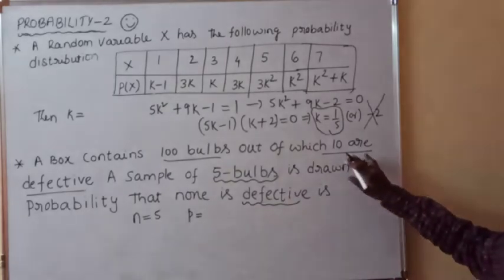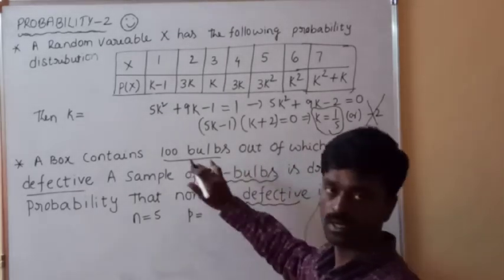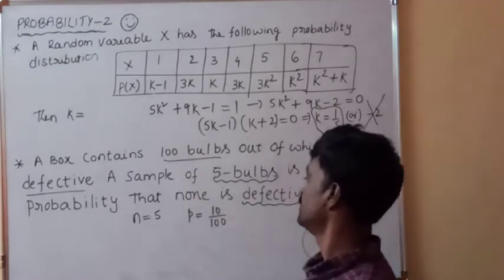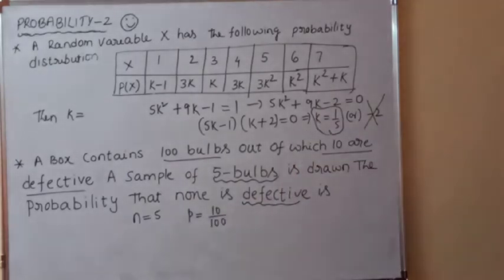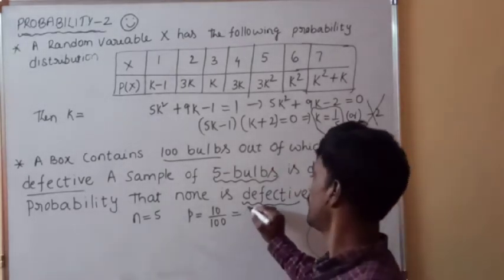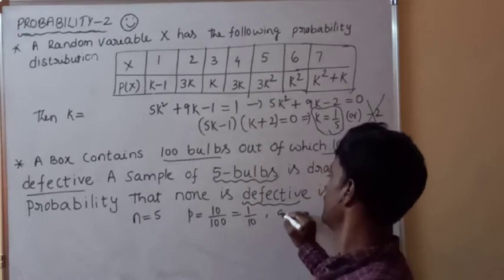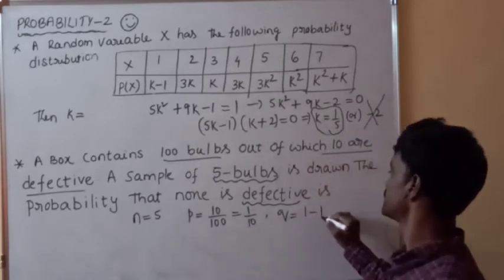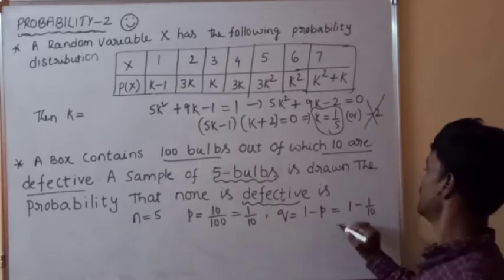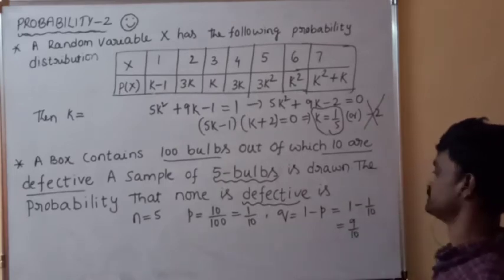So how many defective bulbs are there? 10 out of 100. Then what is its probability? 10 by 100. That is, the probability of drawing a defective bulb from this box is 10 by 100, which is equal to 1 by 10. So automatically q is equal to 1 minus p. So 1 minus 1 by 10 is how much? 9 by 10.